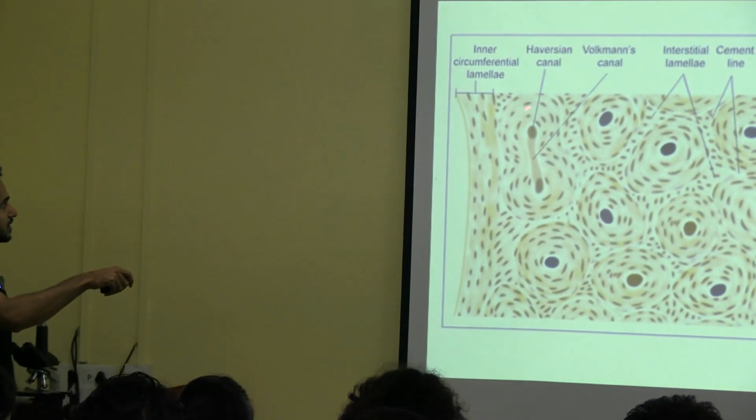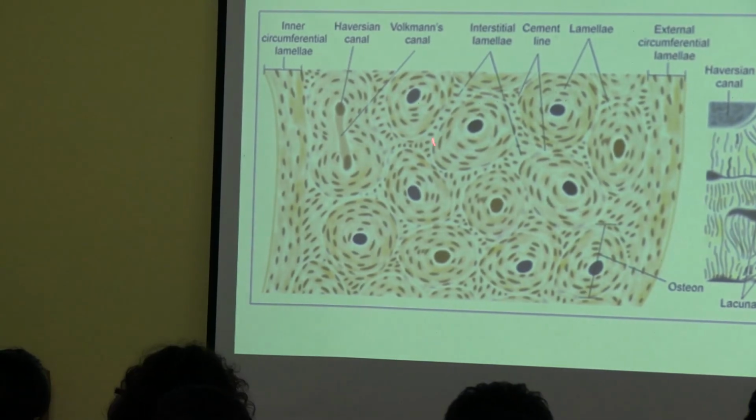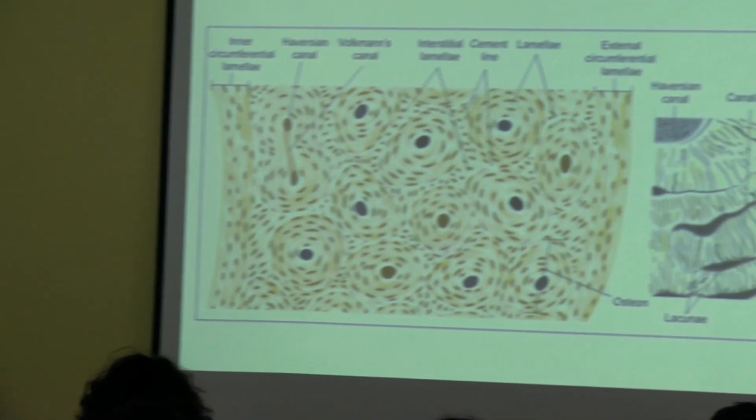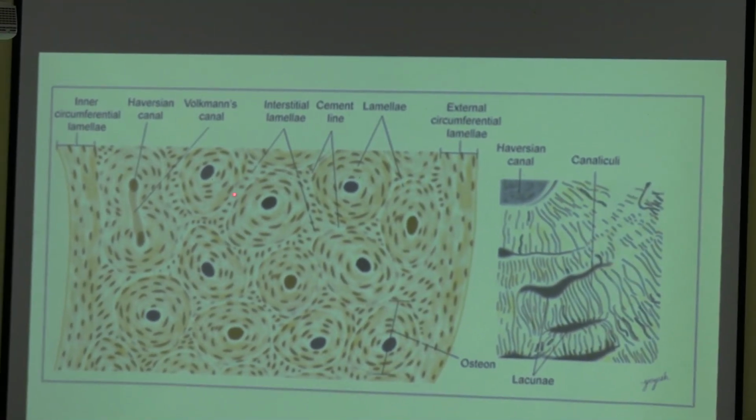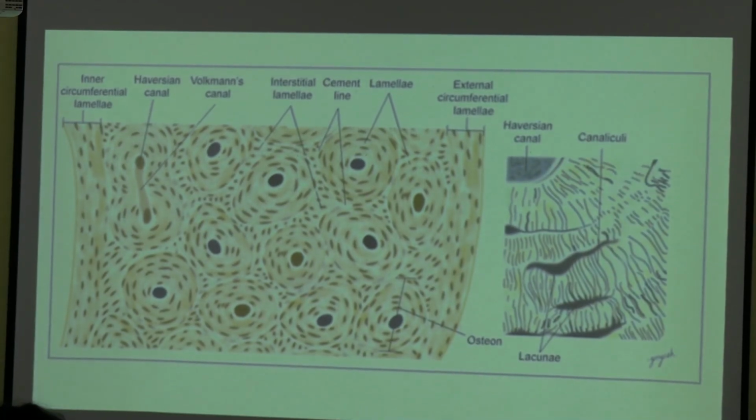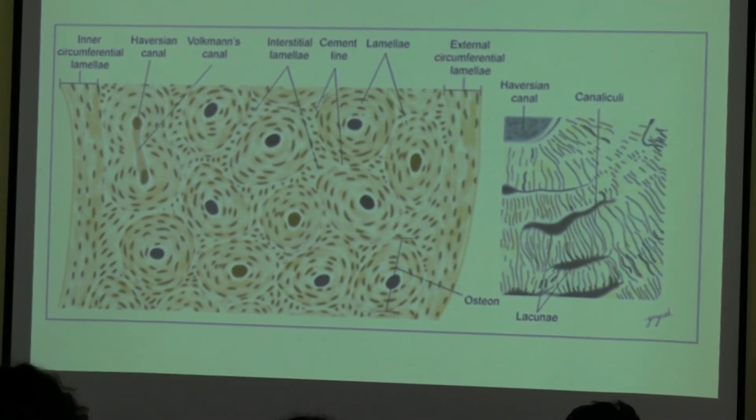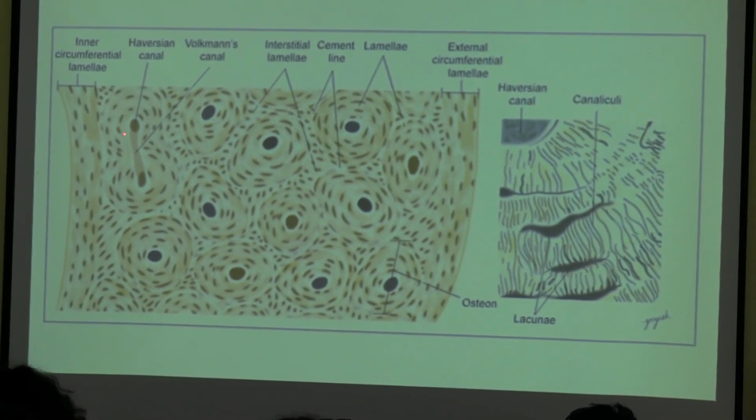After that, here you can see these are the concentric lamellae, and in between the concentric lamellae, these are the interstitial lamellae. Can you see? Yes, these are the interstitial lamellae. Next, here you can see the Volkmann canal also, and this is the Haversian canal.